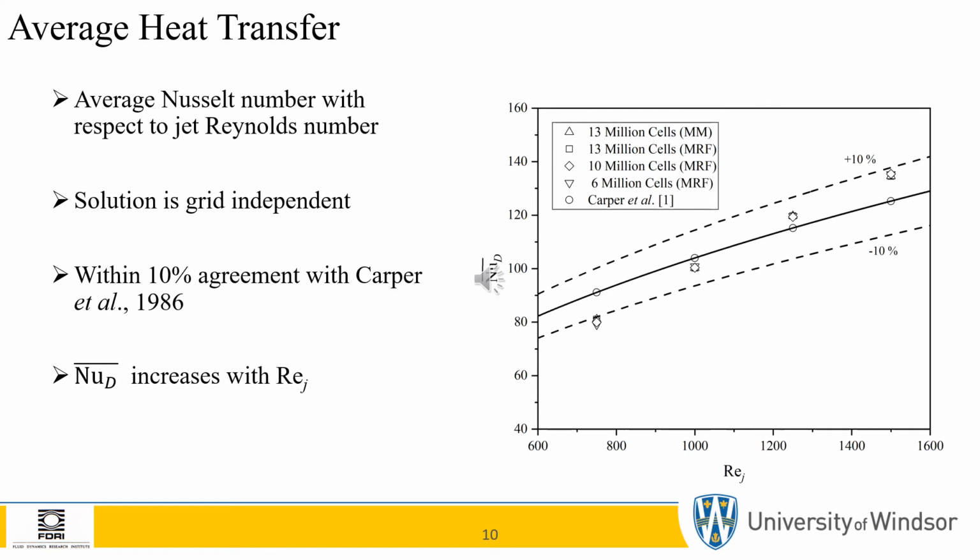Moving to the results now, we will first look at the average heat transfer along the disk, indicated by Nu bar.